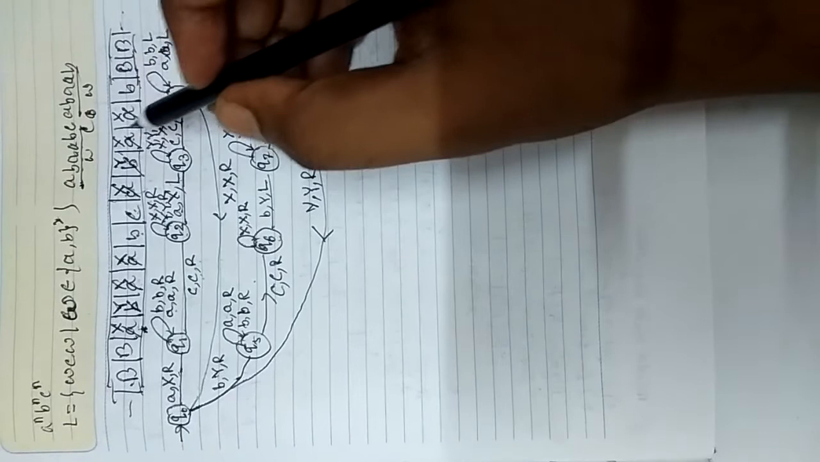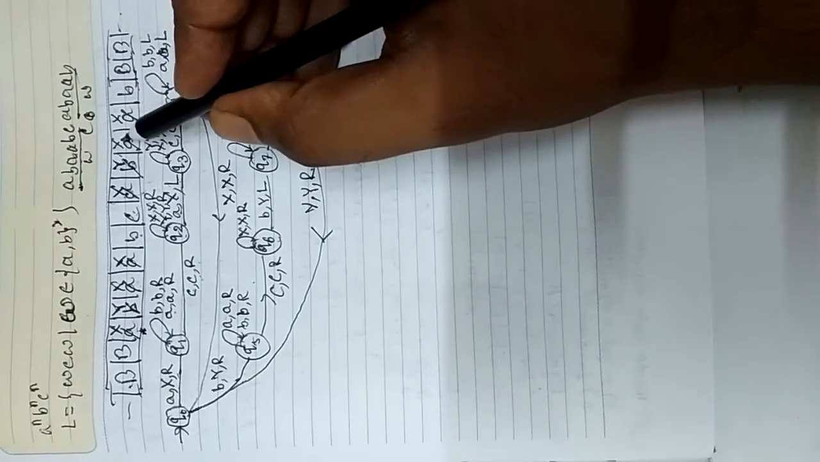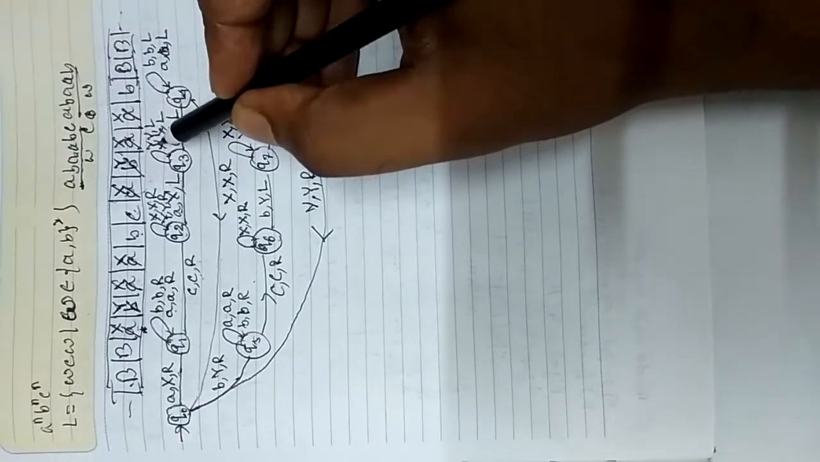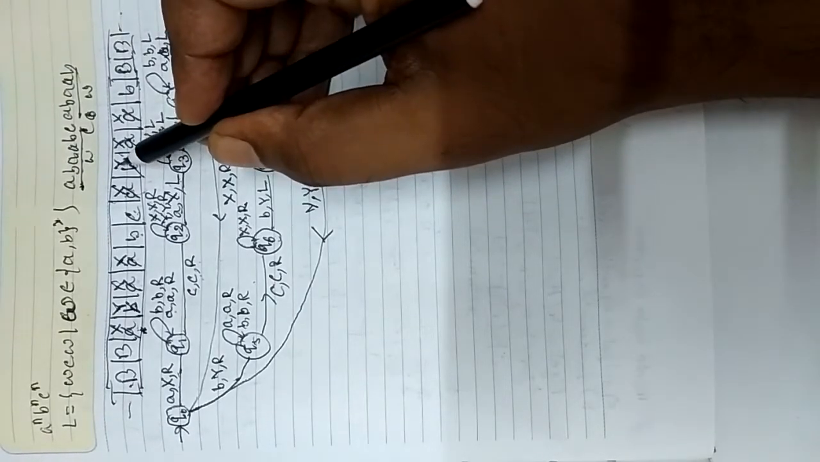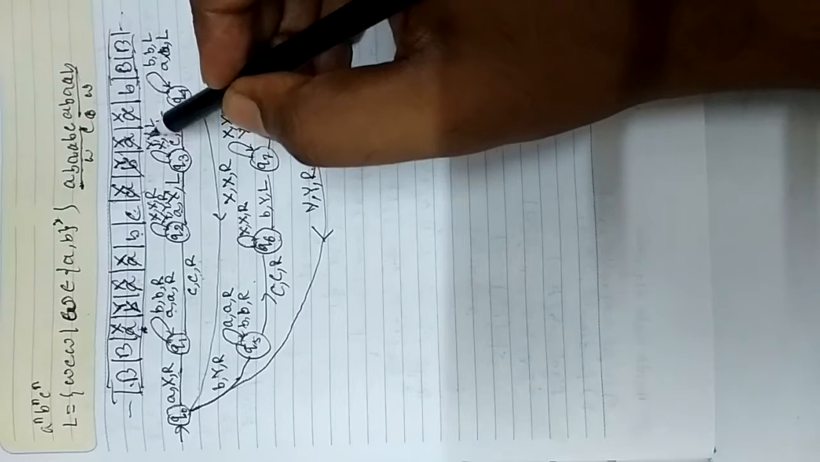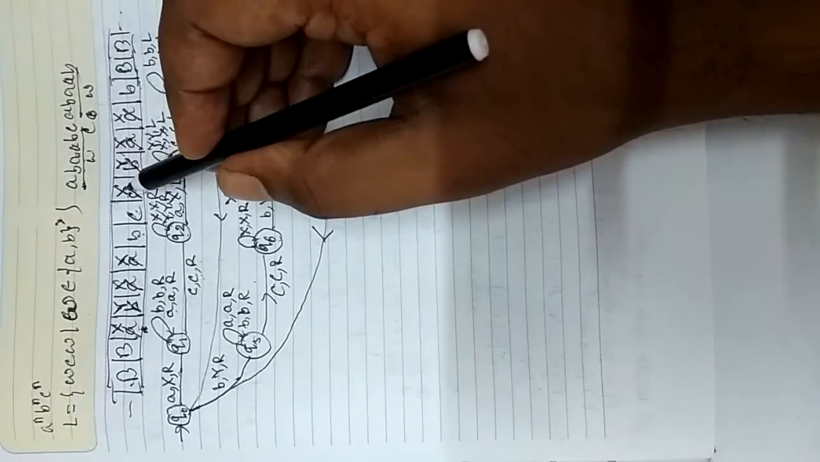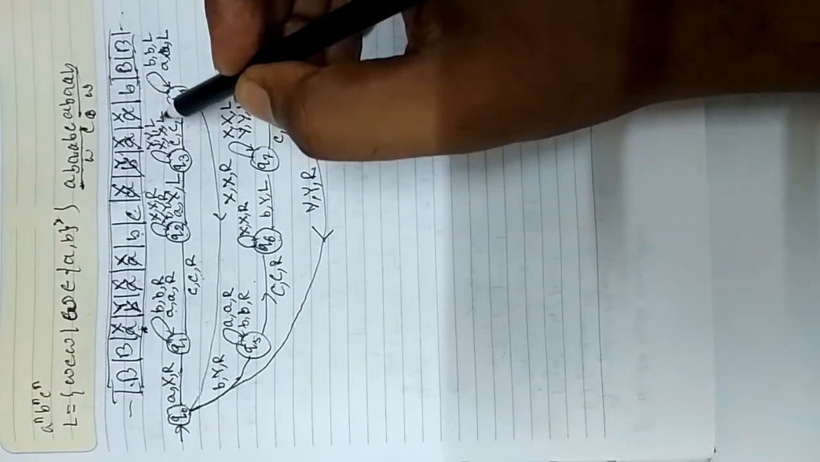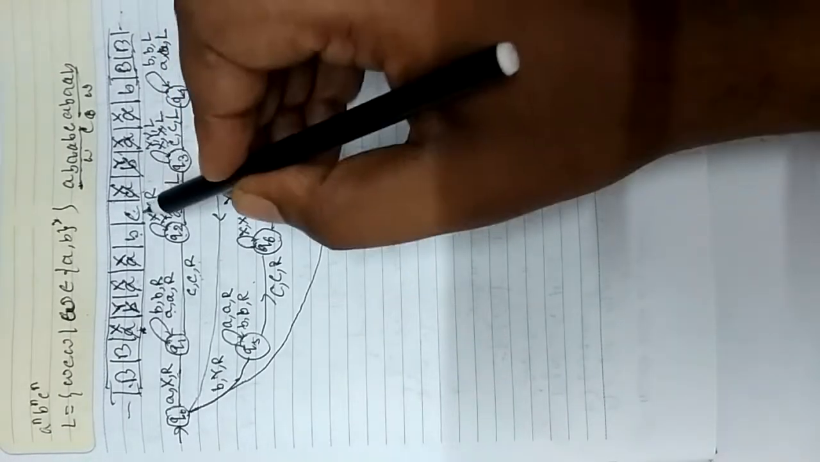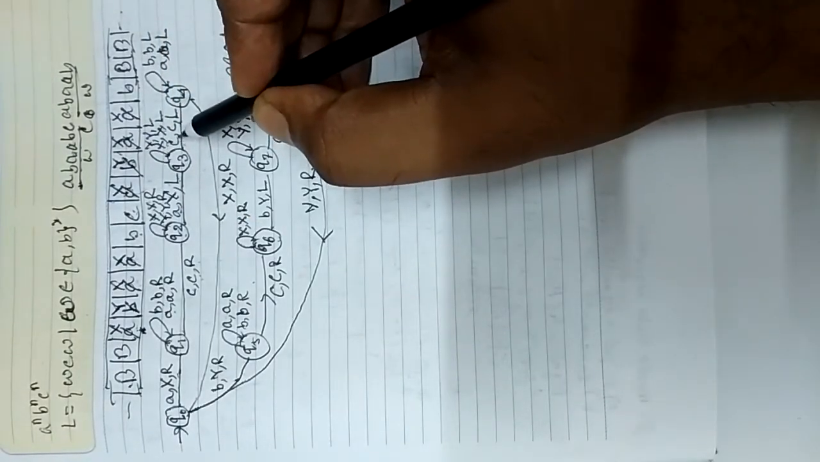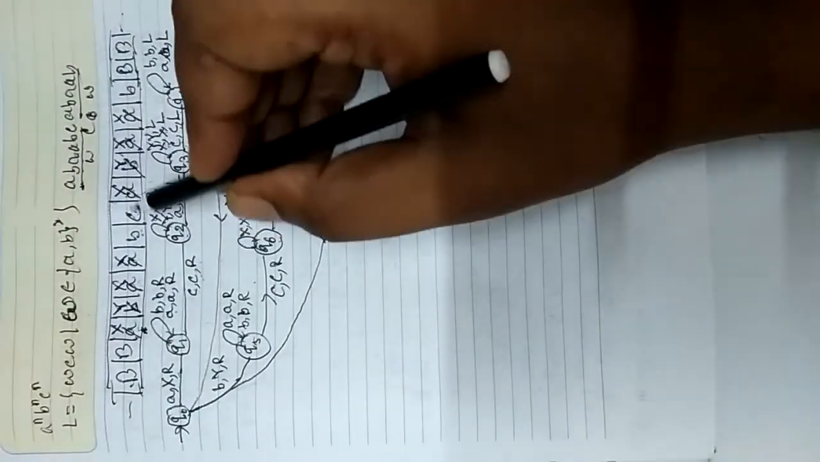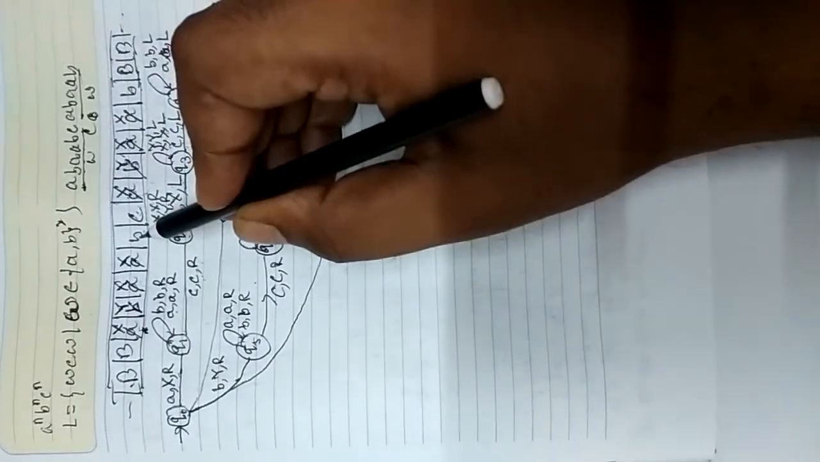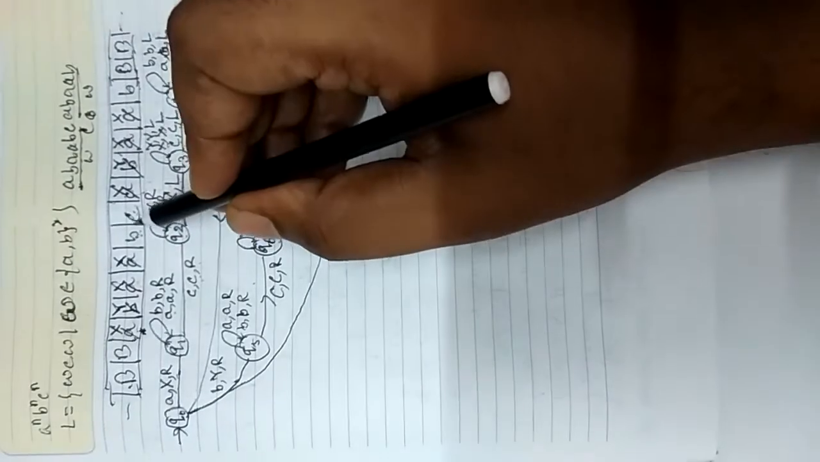By moving towards left, it will first encounter this x, replace x by x, and move left. Again it encounters y, replace y by y, moves left. Again it encounters x, replace x by x, moves left. Then it will encounter c. It will read c, replace c by c, move left. Then it will read b, replace this b by b, and move left.